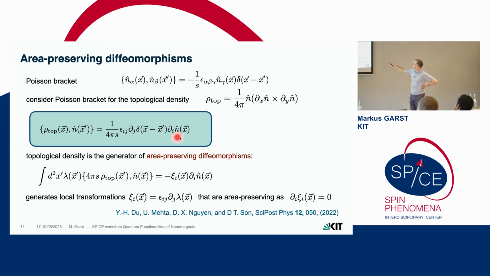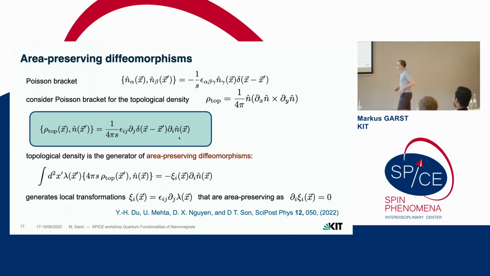So there is a delta function, but now you have a derivative of this delta function, and you multiply also the derivative of the field. So what does this mean? This expression means that the topological density is the generator of area-preserving diffeomorphisms. So this means the topological density actually generates a local transformation which has the property that it doesn't change the area. So how can we see that?